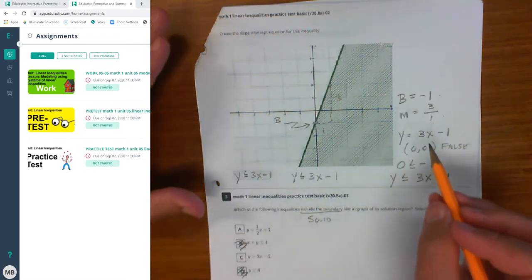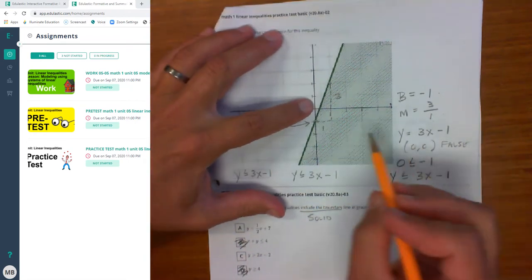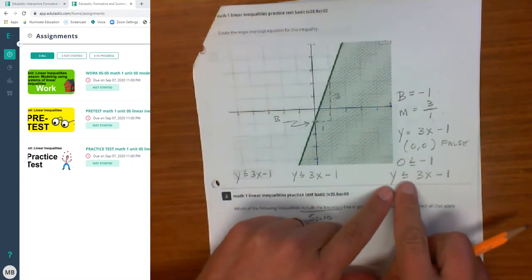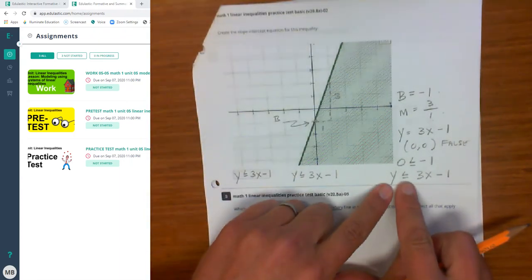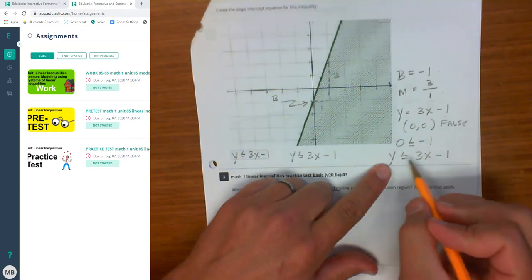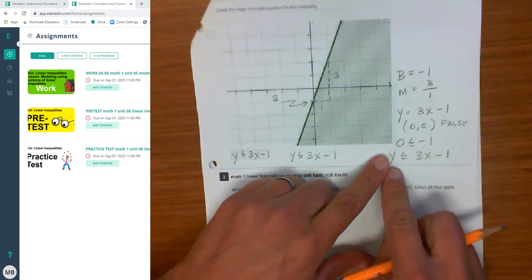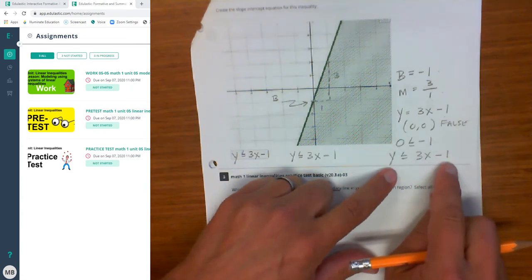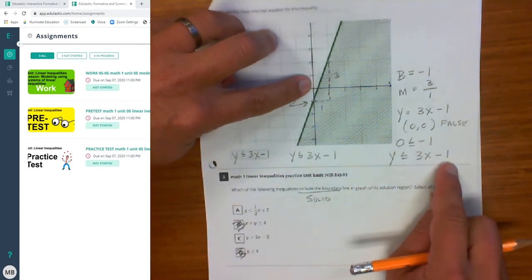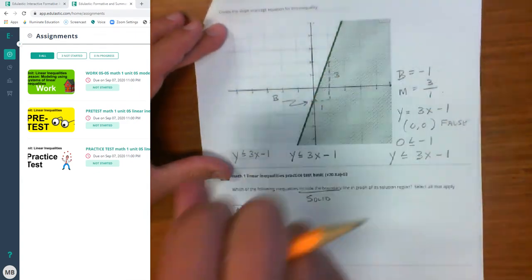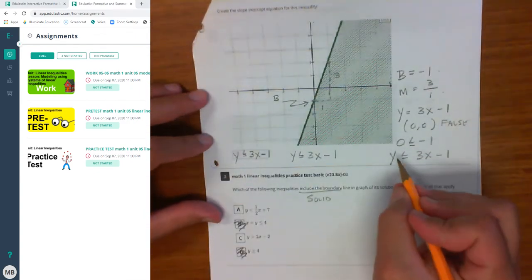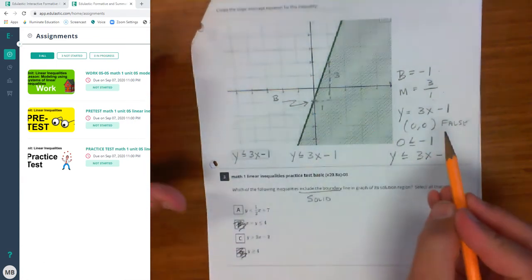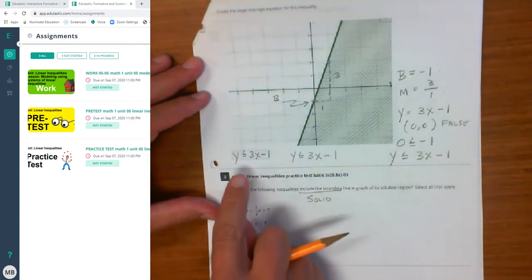But now I need to do an inequality in such a way that 0, 0 is false. So I can play with it. It's a solid line, so it's going to be a less than or equal to. But less than or equal to, is that going to work? Is 0 less than or equal to negative 1? That's false, which means 0, 0 is false, which means I shade the other side of the line. So this little piece with the inequality you might have to play around with until you get it in such a way that 0, 0 is false. So there's my answer.